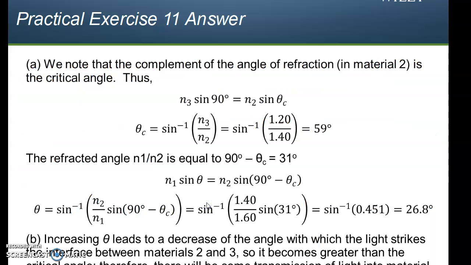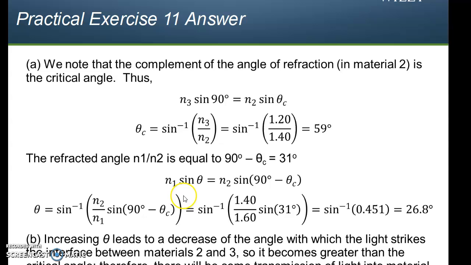Okay, so we go through that, and we note that the complement of the angle of refraction in material 2 is the critical angle. So N3 sine 90 degrees equals N2 sine of the critical angle. So this critical angle here is going to be the inverse sine of N3 over N2, or 1.2 divided by 1.4, and taking the inverse sine of that. And that is pretty close to 59 degrees. The refractive angle then is equal to 90 degrees minus that. So that's going to be 31 degrees.